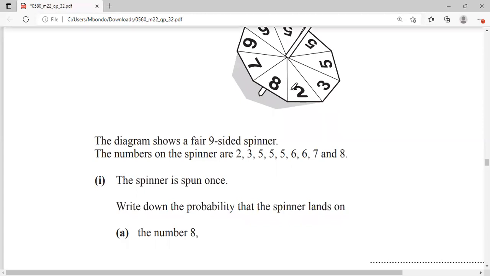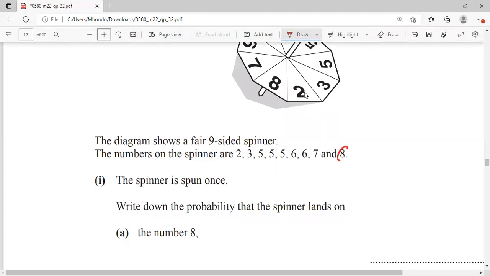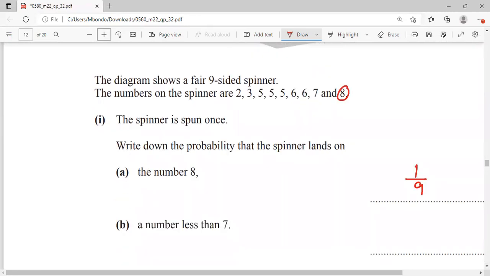So how many 8s do we have from this list? We just have 1. And what is the total number of these numbers? It's 9, isn't it? So we are going to say 1/9. That's the probability there. Then what's the probability that it lands on a number less than 7? So how many numbers are less than 7 here? There are 1, 2, 3, 4, 5, 6, 7. So there are 7, isn't it? So we are going to say 7/9.